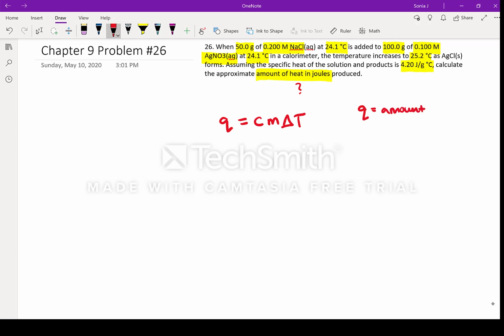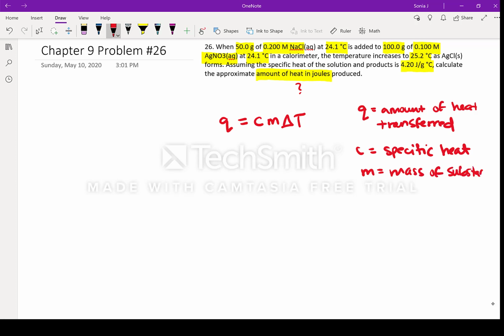Q is the amount of heat transferred. C equals the specific heat, which we should know by now after reading this chapter. M equals the mass of the substance. And remember this triangle means change. It's delta, and what it means is change in temperature.